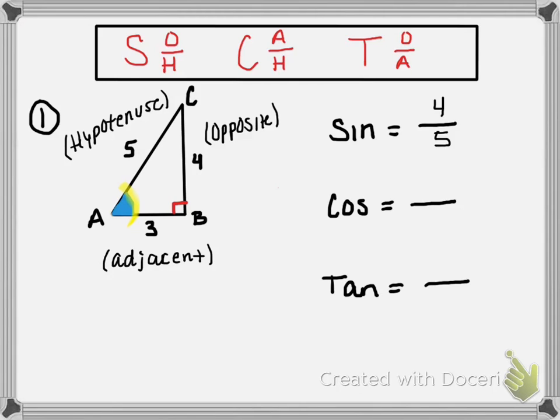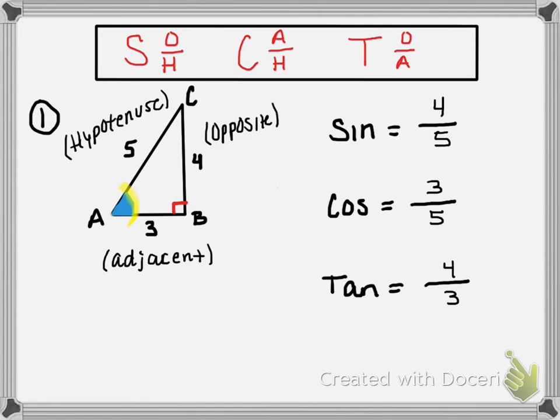Let's do cosine. Cosine is A over H, adjacent over hypotenuse. The adjacent side we said was 3 in our triangle, and the hypotenuse we said was 5. That's it. Done. And finally, tangent. Tangent is opposite over adjacent. So the opposite side is 4, and the adjacent side is 3. 4 over 3 is my ratio. And that's it. Sine, cosine, and tangent based on your triangle.